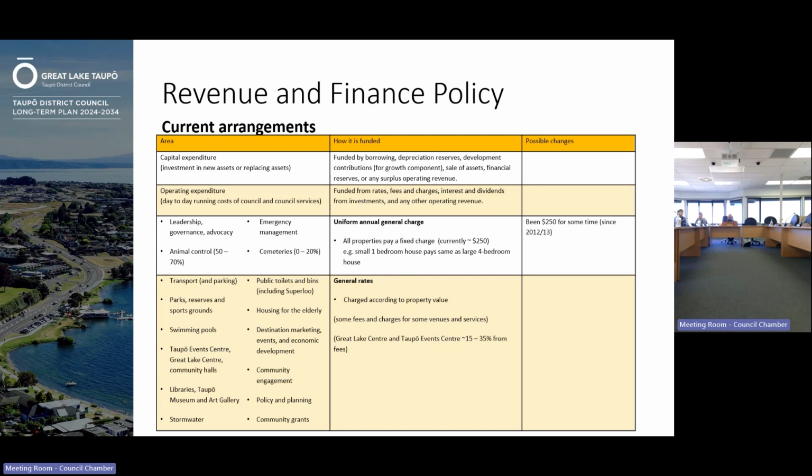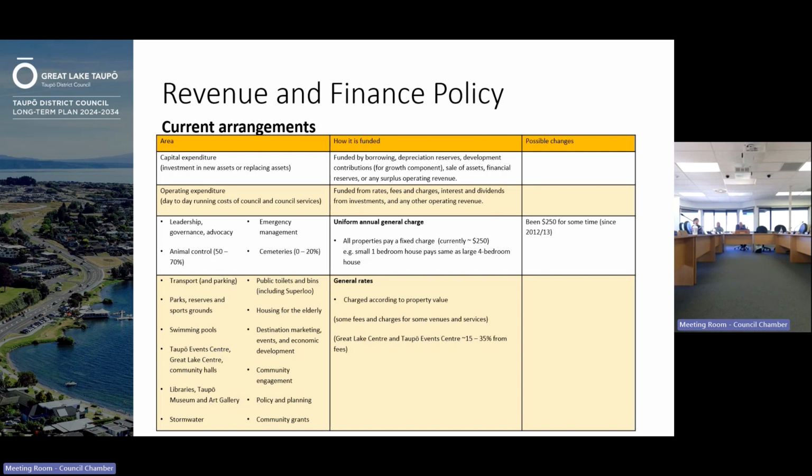Currently we use this charge, which is a flat fee for everybody, primarily for our governance, leadership and advocacy role. So if you want to raise that, that's what we put it up for. It's supposed to fund 100% of that. Interestingly, we haven't adjusted it in 12 years, so it'll be a bit of an exercise to see if it still funds that 100%.